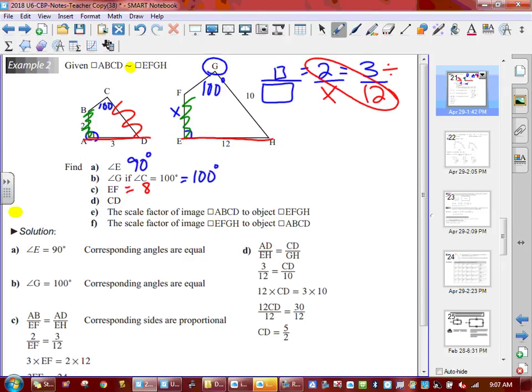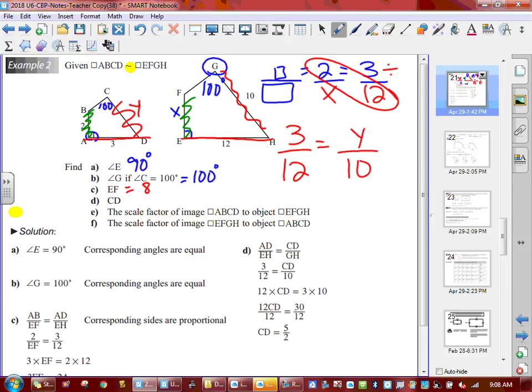So, where's C to D? It's there. We've got G to H is 10. So, what's our true ratio in the above one? 3 over 12. So that's the one we're going to use again. We're going to put a y over here, equal to y over 10.